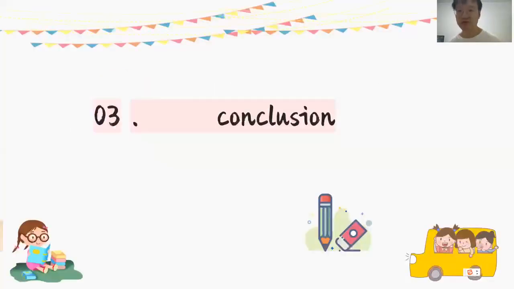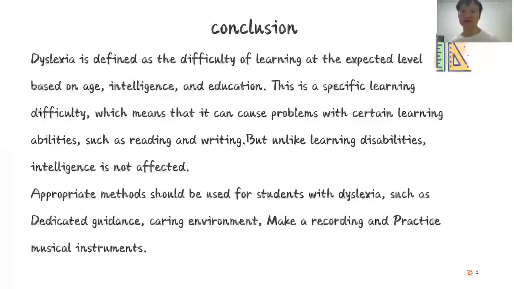Going to the final part. Dyslexia is defined as a specific learning difficulty, which means that it can cause problems with learning ability. But unlike a learning disability, intelligence is not affected.